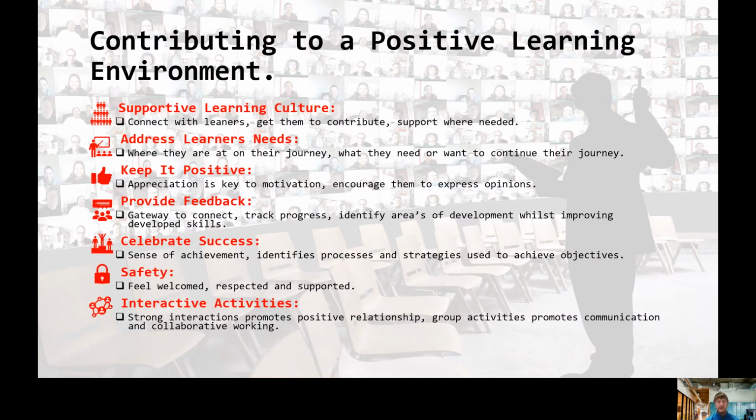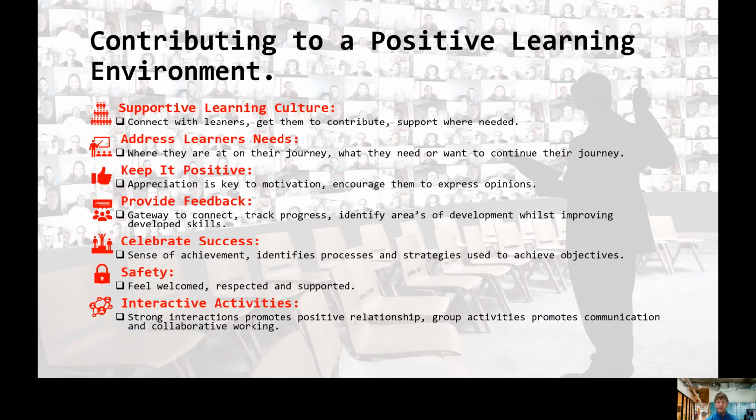By being supportive, supporting a learning culture, so connecting with the learners, getting them to contribute, supporting them where needed. By addressing their needs, so finding out where they are on their learning journey at the point that they join us, what they need to continue along that learning journey. We'll keep it positive because appreciation is the key to motivation. So we'll encourage them to express their opinions and listen to the opinions of others. Providing feedback's a great way of connecting with learners, tracking their progress, helping them to identify areas of development whilst improving on what they already know.